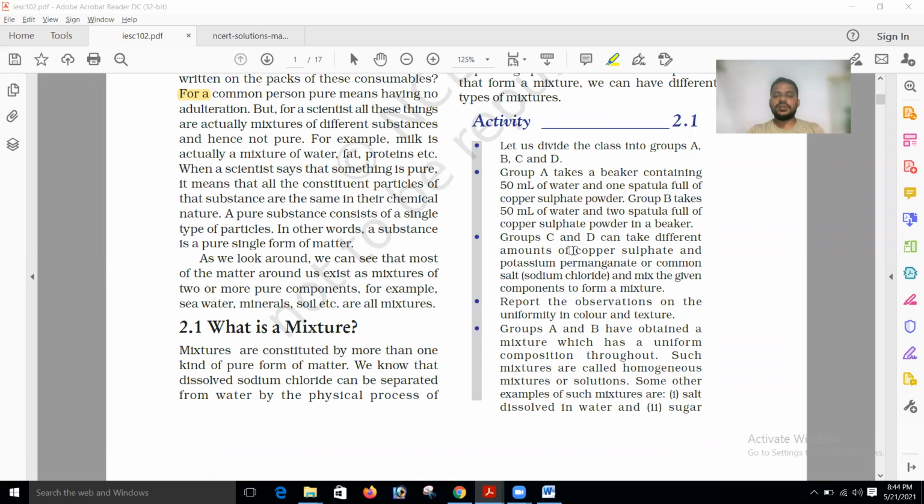Okay. Next, group C and D can take different amounts of copper sulfate and potassium permanganate or common salt and mix the given components to form a mixture.